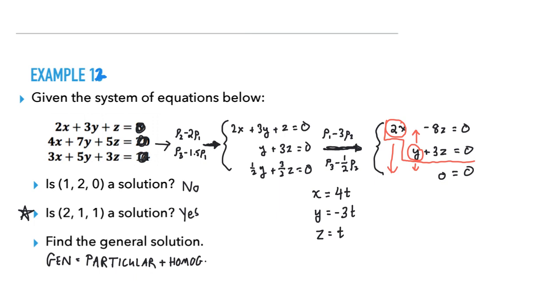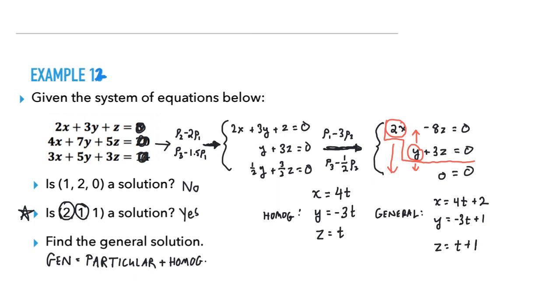But what I want to do is find the solution to the general system. So this is the solution to the homogeneous system right here. So what would the solution to the general look like? Well, instead of x being equal to just 4t, I'm going to say it's equal to 4t plus 2. The 2 came from my particular solution right here. Y, instead of just negative 3t, it's negative 3t plus 1 from the one right over here. And z, instead of just being equal to t, z will be equal to t plus 1.